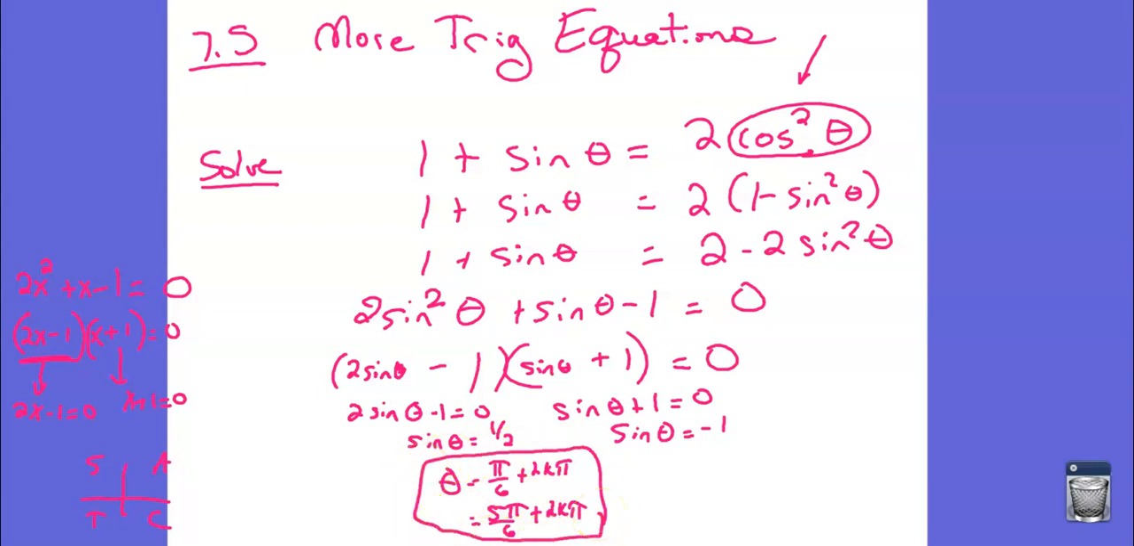Now over here, where is sine of theta equal to -1? Well, if you think of the unit circle, the only way we're going to get sine theta equal to -1 is right here on the unit circle, in degrees that's 270 degrees, but in radians that's 3 pi over 2. So theta is 3 pi over 2. And again, we're going to add, I want all theta. All right, so that's solving that equation.